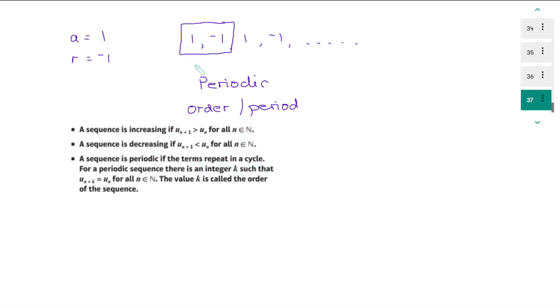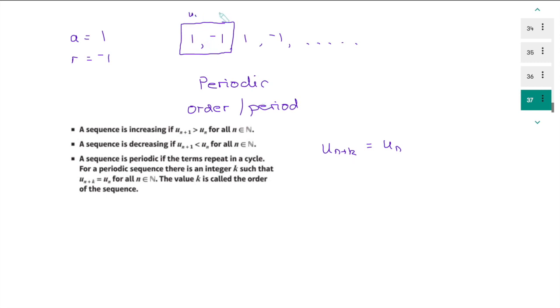Okay, so that's just what we've said here. We've got terms and they repeat over and over again. We cycle through the same terms. So for a periodic sequence, there is an integer k such that un plus k equals un for all n in the set of natural numbers. So this is the thing we've got here. So un plus k equals un.